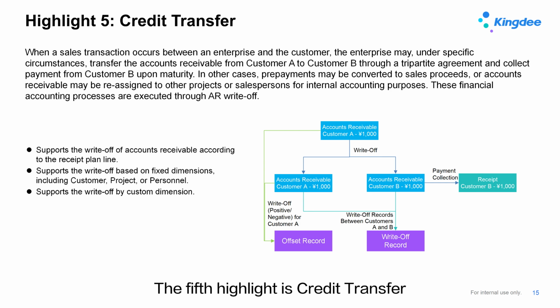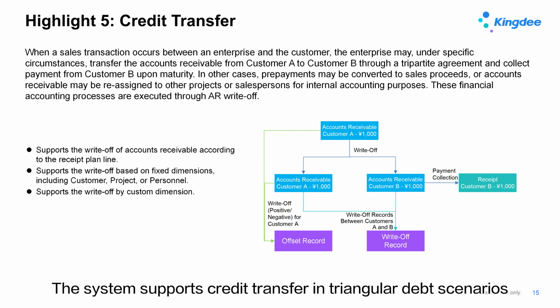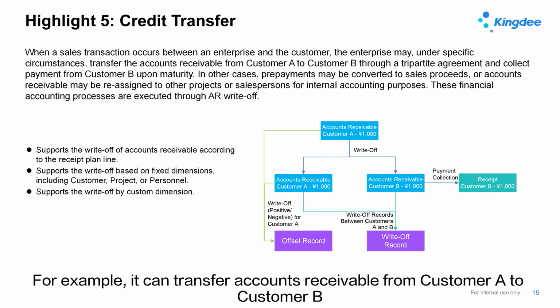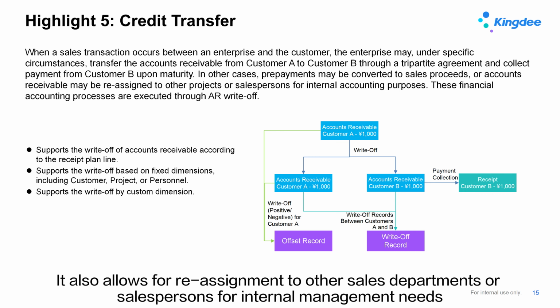The fifth highlight is credit transfer. The system supports credit transfer in triangular debt scenarios. For example, it can transfer accounts receivable from customer A to customer B. It also allows for reassignment to other sales departments or salespersons for internal management needs.